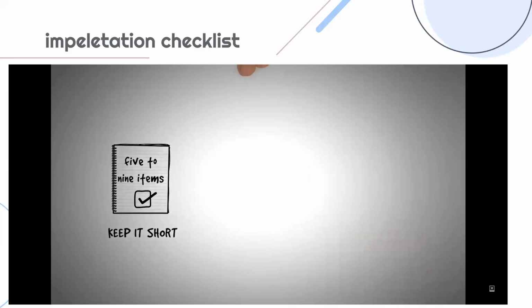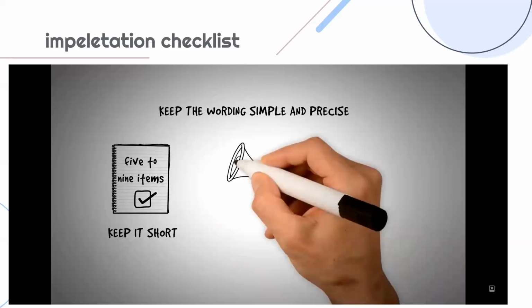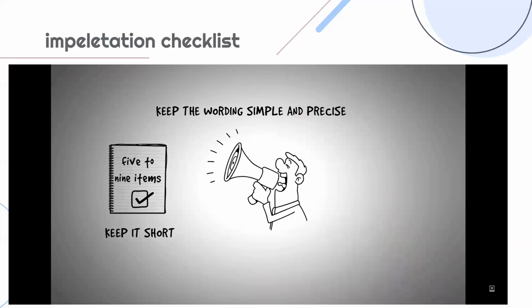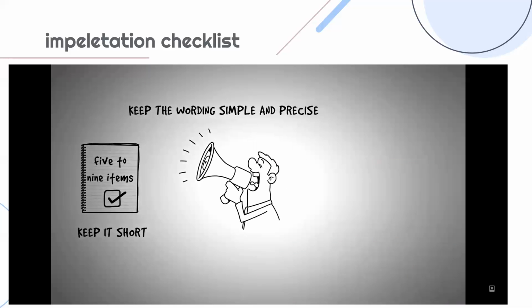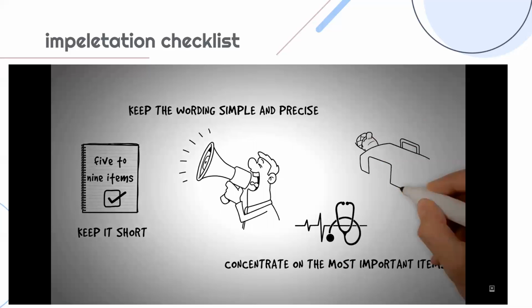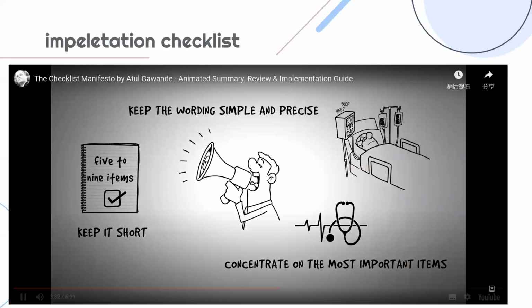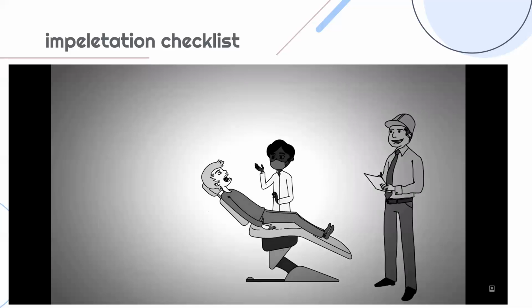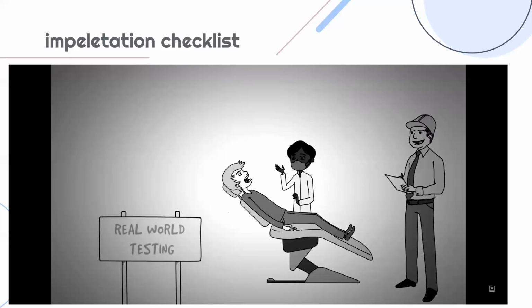Also, keep the wording super simple and precise, and use language that is familiar to the person who the checklist is intended for. And finally, concentrate on the most important items that will be the most dangerous if they were missed. Once you have created a checklist comes the most important task of all, and that is testing it in the real world. Use it yourself or have another person battle test it and provide feedback.